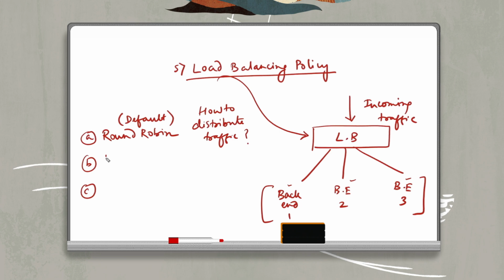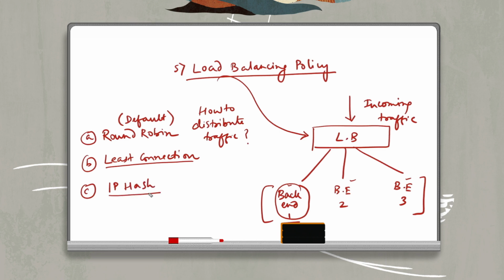The second policy is least connection. Now this policy will enable the load balancer to send the traffic to the backend server. Let's say backend 1 has the fewest active connections, hence the load balancer will send the traffic to backend 1. So this least connection policy will send the traffic to the backend server with the fewest active connections, and therefore the name says least connection. The third policy is IP hash.